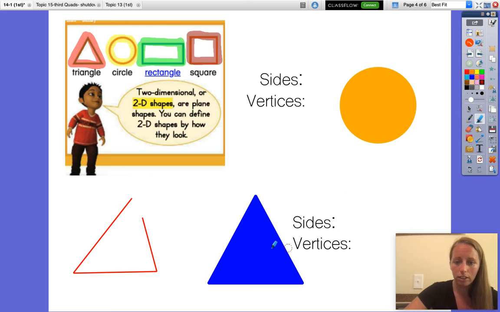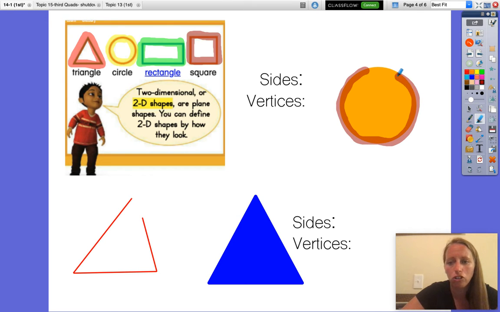So let's take a look at these shapes over here and let's talk about their sides, okay? Remember, let's start with the circle. The circle is a little bit different. If I traced this edge of the circle, none of the sides are straight. So it doesn't have any sides, so that would be 0. It has 0 sides. Vertices.